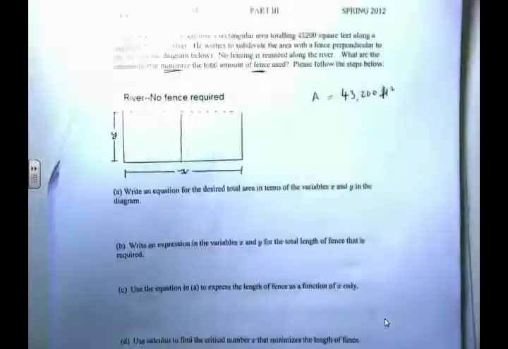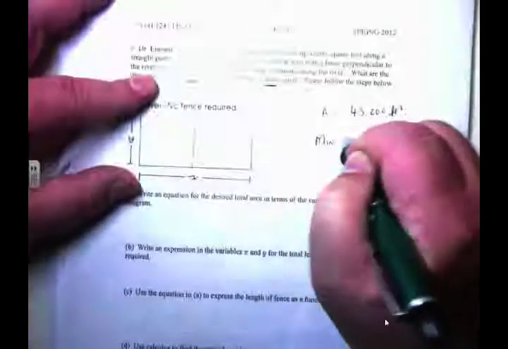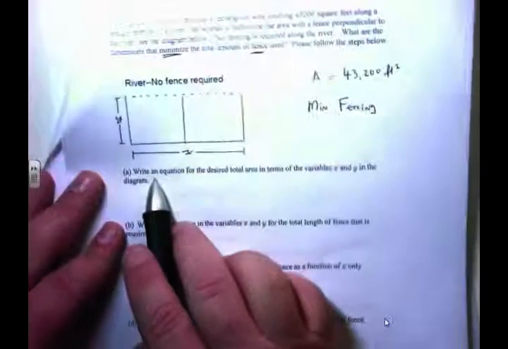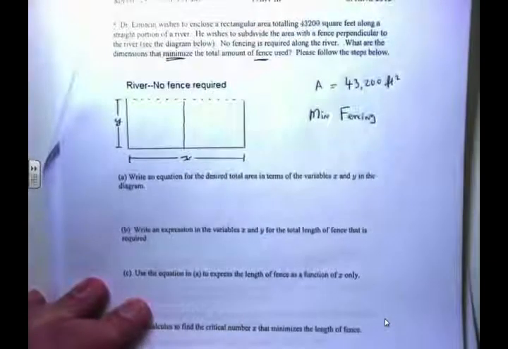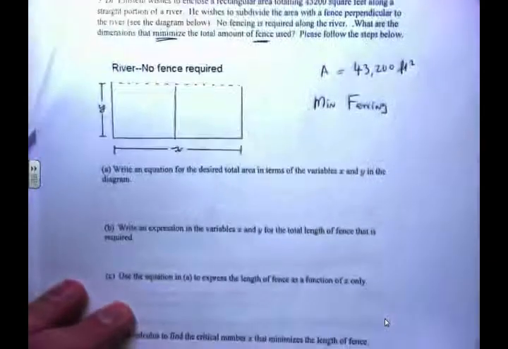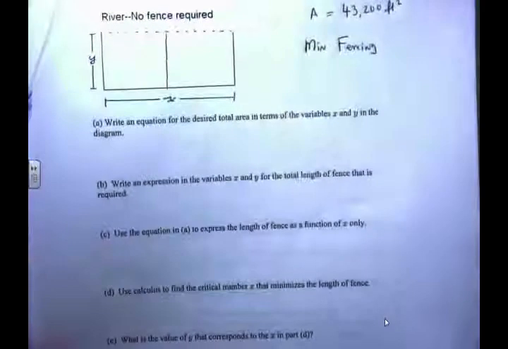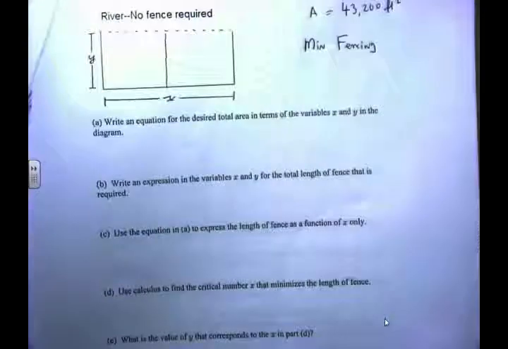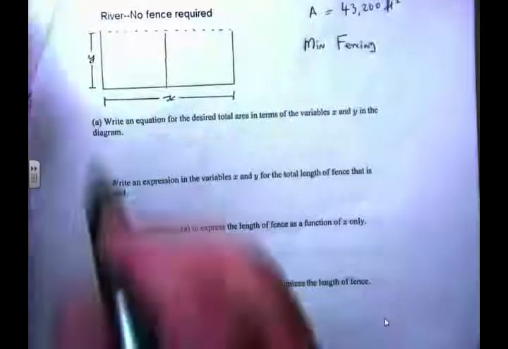What do we want to do? Minimize fencing. All right, so we want to write that down. We want to minimize fencing. For part A here, it says this: write an equation for the desired total area in terms of the variables x and y in the diagram.